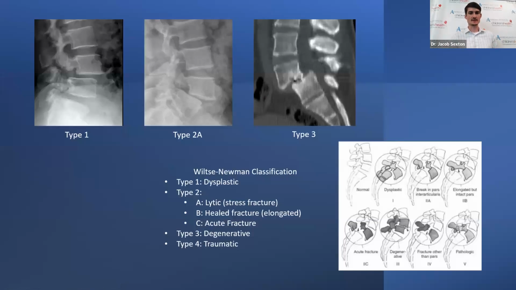So this is kind of the classification for spondylolisthesis. Typically for us, we're only going to see the type 1, and then we're going to see the type 2A. The type 2A is the actual break or fracture of the pars interarticularis, and that's the one we're going to see from stress reaction from overuse and then subsequent slippage.